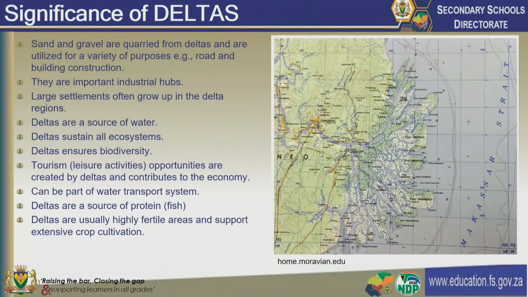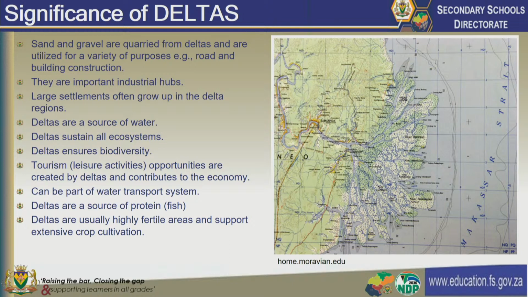Now, why are they important? What's the importance of the deltas? The sand and the gravel that you find there are used for a variety of purposes. You use the sand for roads, you use it for building construction. They are important industrial hubs. Large settlements often grow up in the delta region.